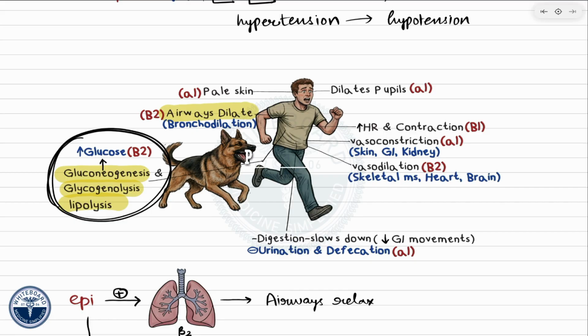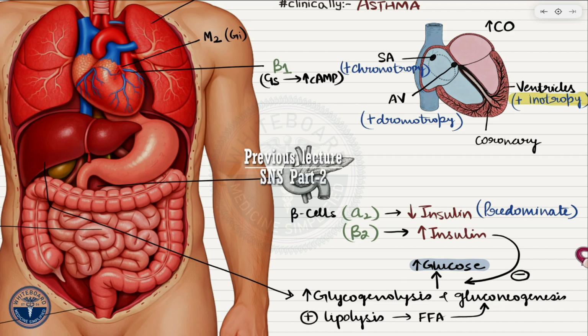Another interesting effect involves the pancreas. Epinephrine stimulates both alpha-2 and beta-2 receptors on pancreatic cells. While beta-2 receptors tend to promote insulin release, the alpha-2 effect is stronger, so the overall result is a decrease in insulin secretion. At the same time, glucagon secretion increases. Together, these effects help raise blood glucose levels during stress. This is clearly explained in Part 2 of our Sympathetic series lectures.